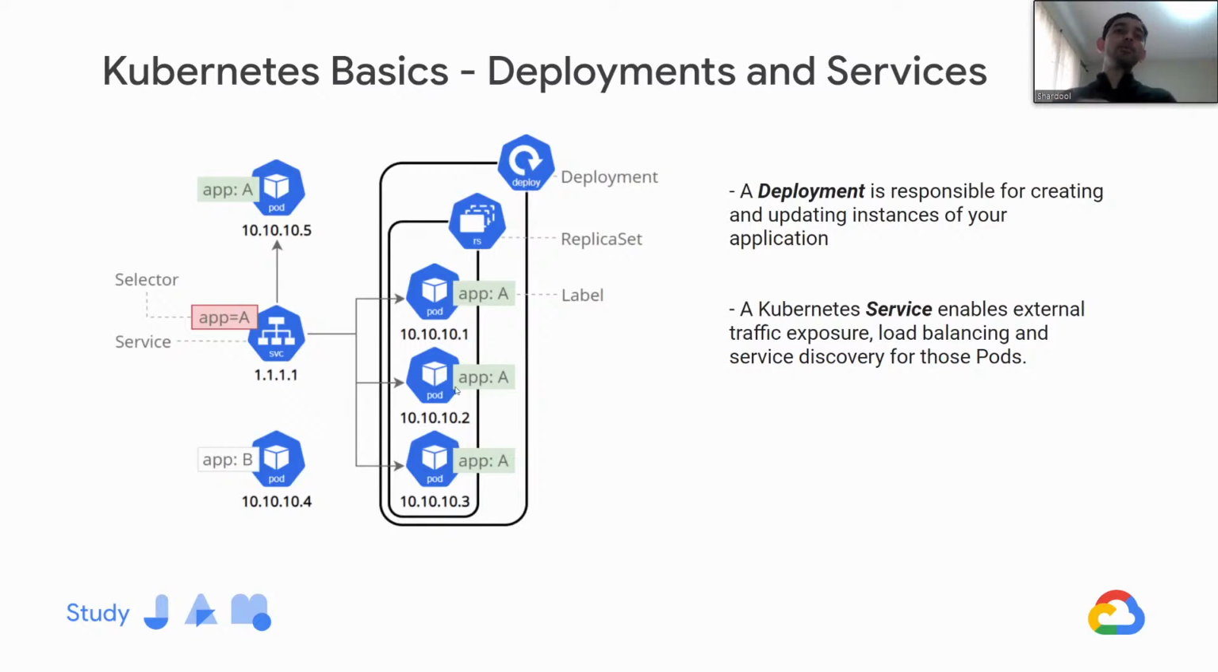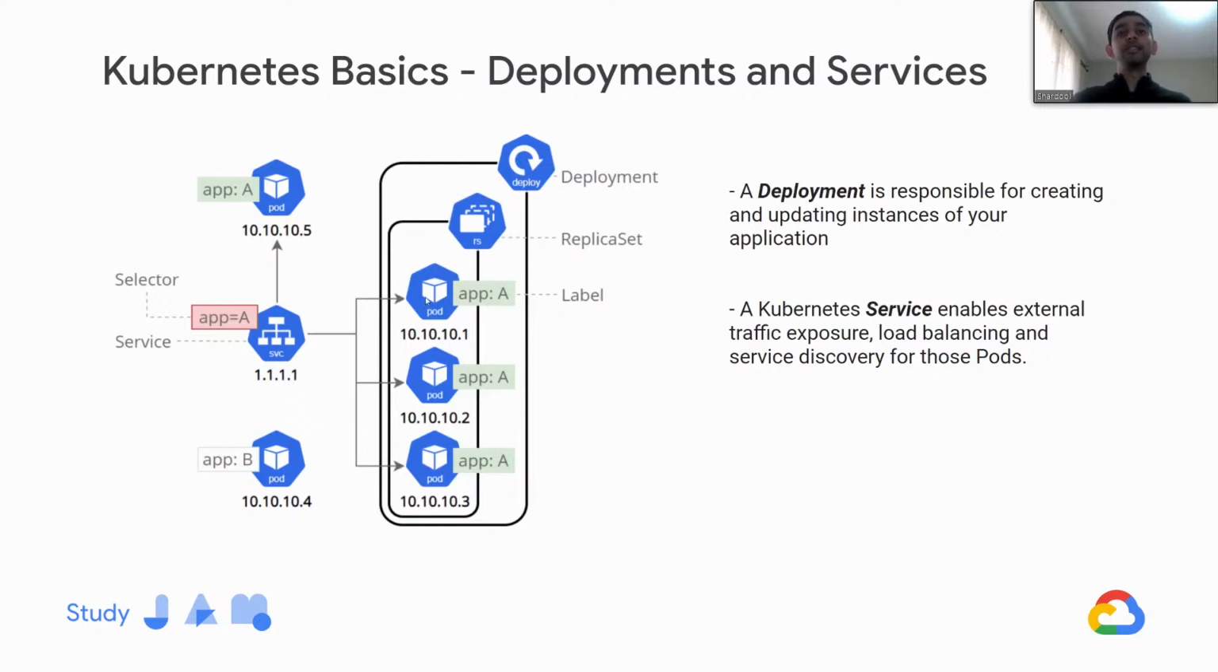To expose your application to the external internet, so the public internet, you need another step. That is to create a service. A service enables you to expose your application to public traffic, and it allows you to load balance traffic among the instances that you declare in your deployment.